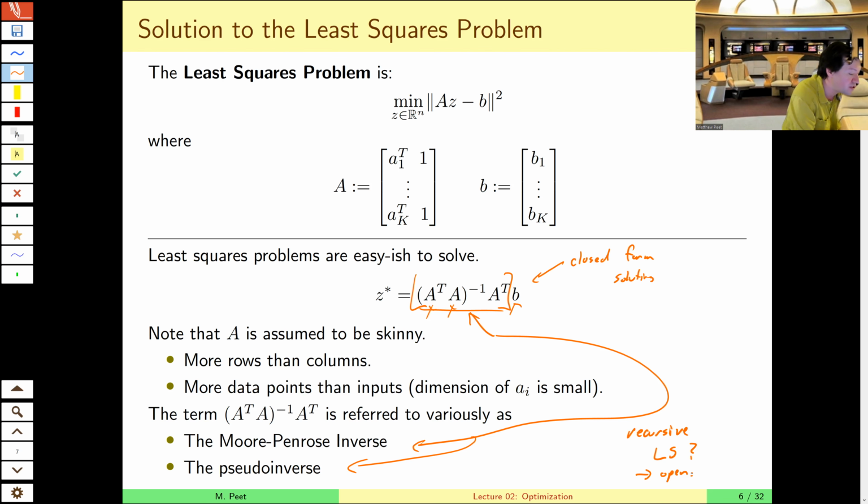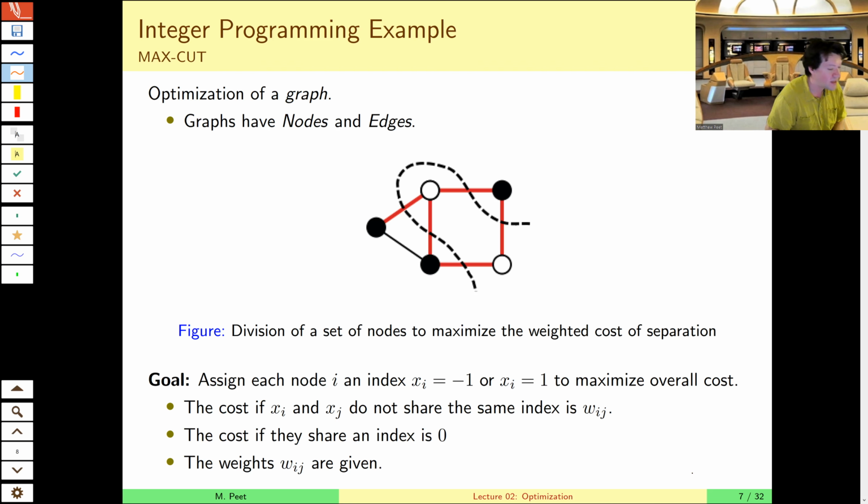This assumes, of course, that you have more data points than you have actual variables. That makes sense, right? You're trying to identify a number of parameters, and you better have more data than you have parameters. If you only have the same number of data and parameters, you can still solve the problem, but it doesn't work very well. So that's the least squares problem.